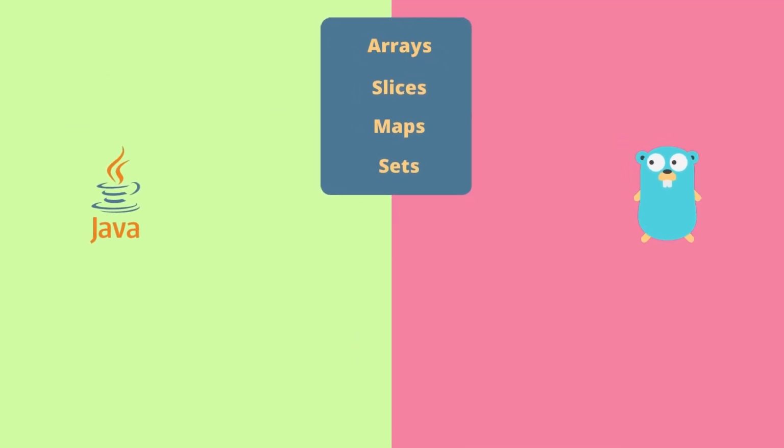Welcome to the fourth video of the series Golang for Java developers. In this video, we shall go over the differences of various data structures like arrays, maps, sets in both the languages.